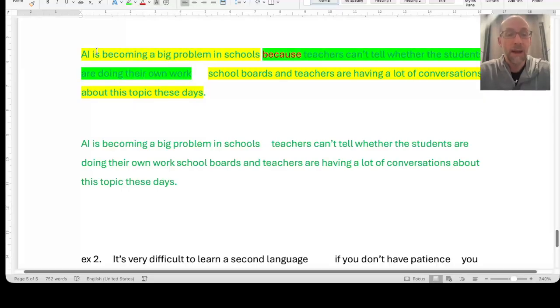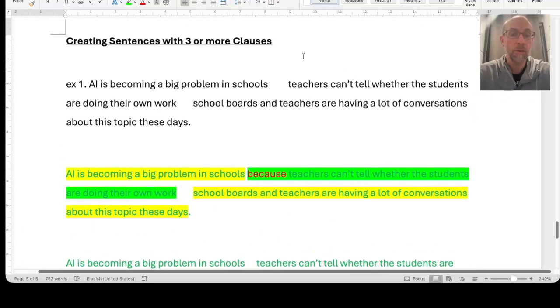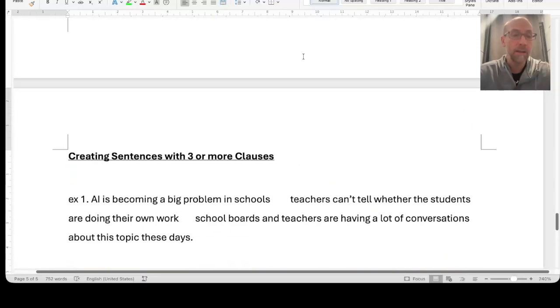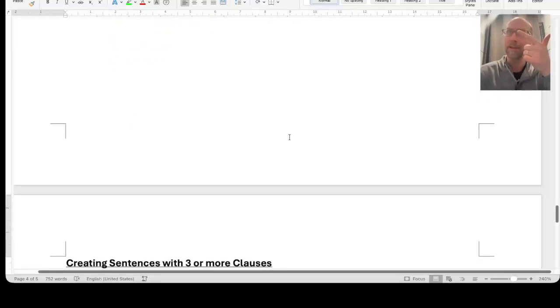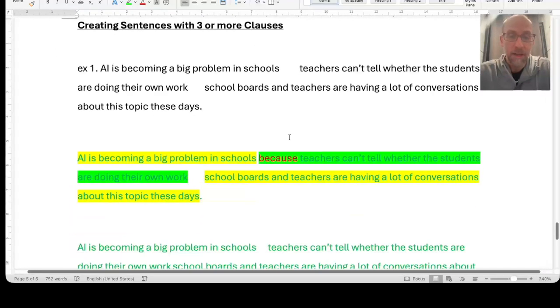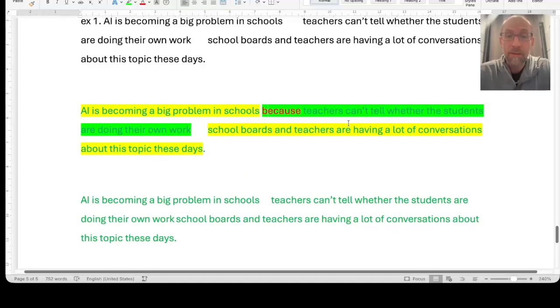Okay, so if I have an independent clause here joined to a dependent clause here, what's our rule? Yellow, green, nothing in between. Boy, that rhymed. Yellow, green, nothing in between. Okay, so I would just leave it right here. This is correct. AI is becoming a big problem in schools because teachers can't tell whether the students are doing their own work. Okay, so now I need to join that to this one.